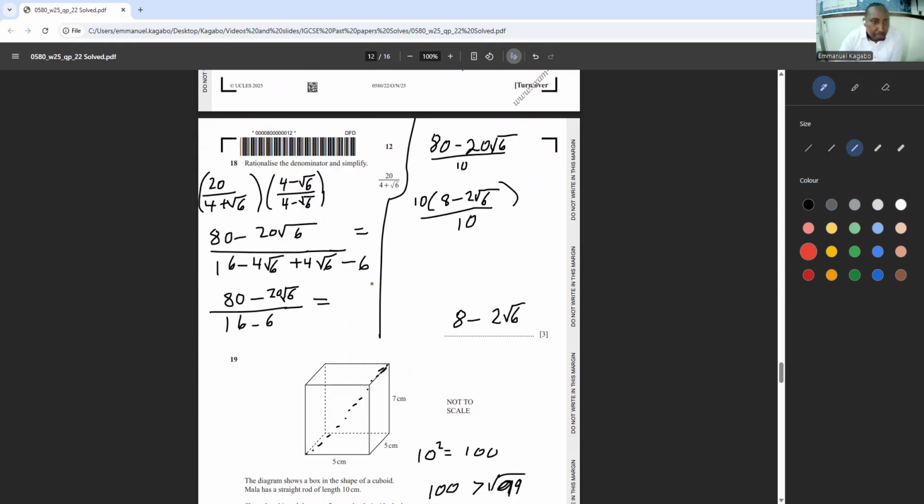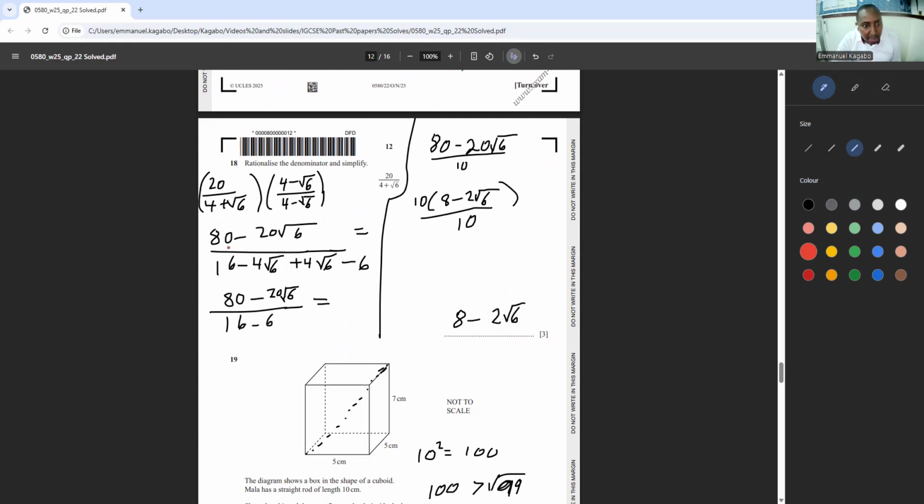Very good. Question 18: rationalize the denominator and then simplify. Rationalizing means you take the denominator: if it's plus, you change it to minus; if it's minus, you change it to plus. So this time we have plus. I have to multiply both the numerator and denominator by what I've just changed. So this was plus, I changed it to minus, and I multiply it up and down.